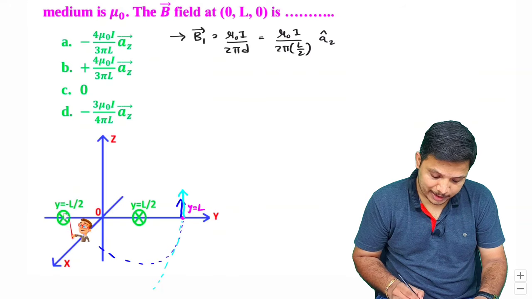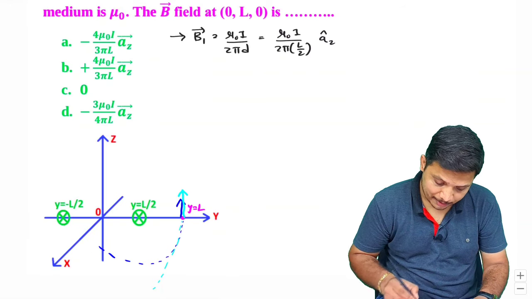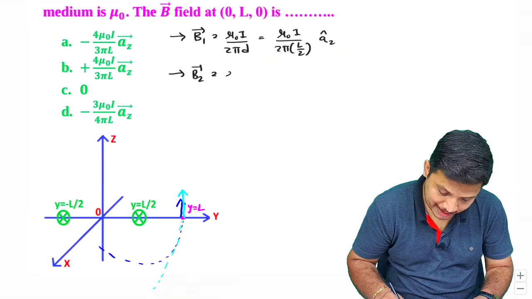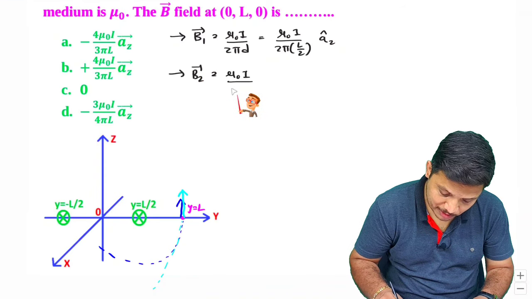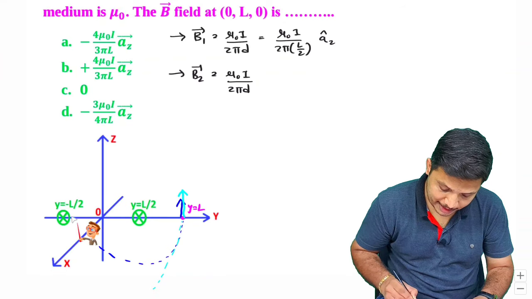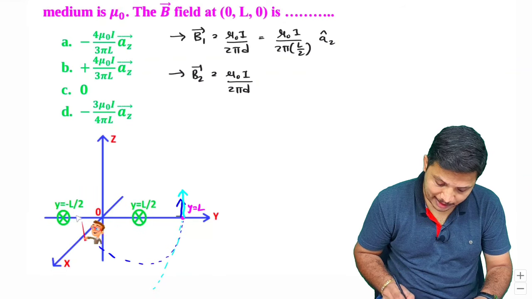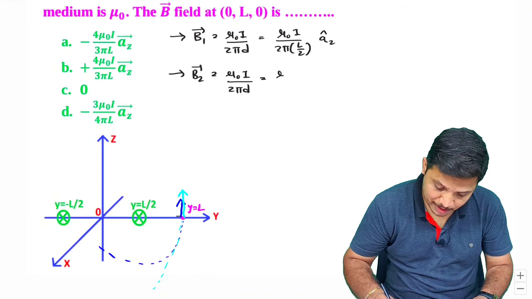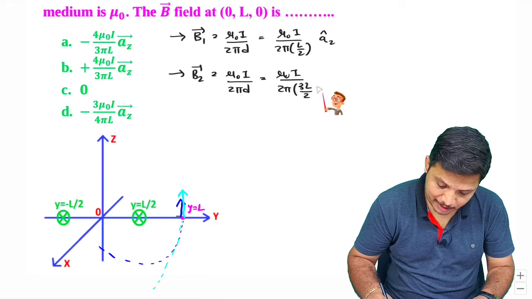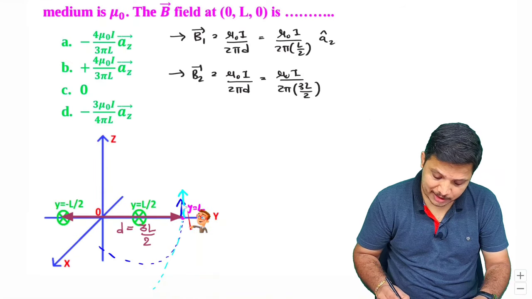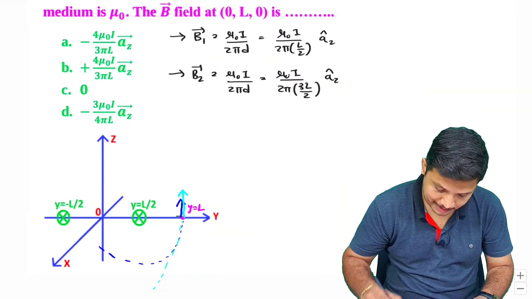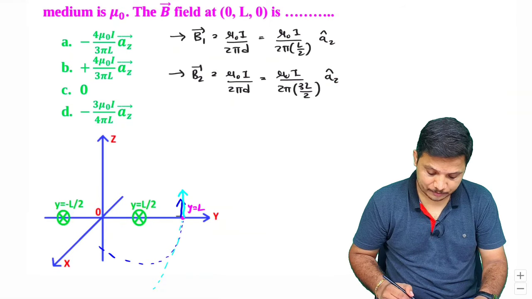Now, if you calculate the magnetic field because of this wire, say B2, then as per the basic formula it is mu 0 I by 2 pi D. Here the distance D is L plus L by 2, so that has to be 3L by 2. And the direction is the same. It is in the Z direction, so it is in the AZ direction, right?